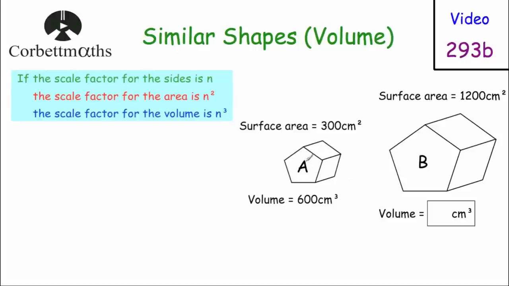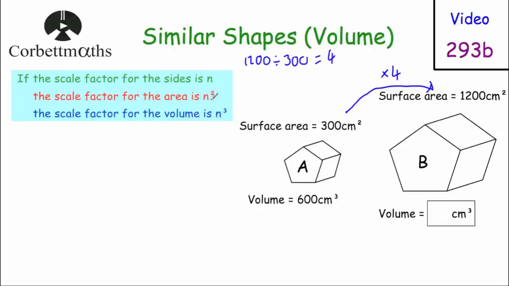So if we have a look at these prisms, prism A and prism B, pentagonal prisms. Pentagonal prism A has a surface area of 300 centimetres squared, whereas the surface area of B is 1,200 centimetres squared. Well, if we divide the surface area of B by the surface area of A, we can find the scale factor of enlargement for the areas. So if we divide 1,200 by 300, that's equal to 4. That means the surface areas are 4 times larger.